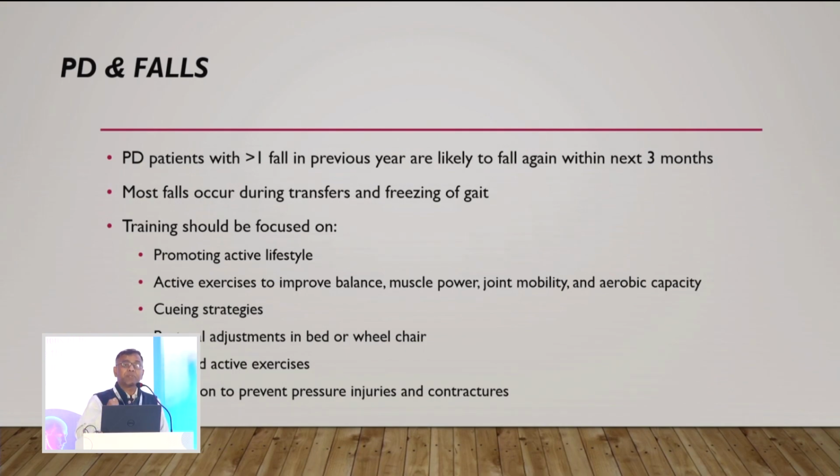Falls. So the PD patients who had a fall within the last 1 year are likely to fall again, right? And most falls occur during the transfers and freezing of gait. So the rehab team has to focus more on promoting an active lifestyle, giving them active exercises, which could be aerobics, resistive exercises, strengthening exercises, and cueing strategies. All these strategies probably improve falls in these Parkinson patients.